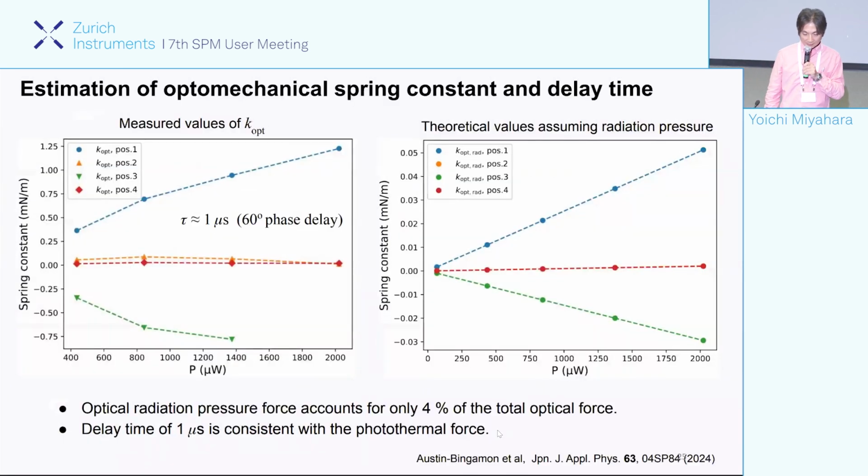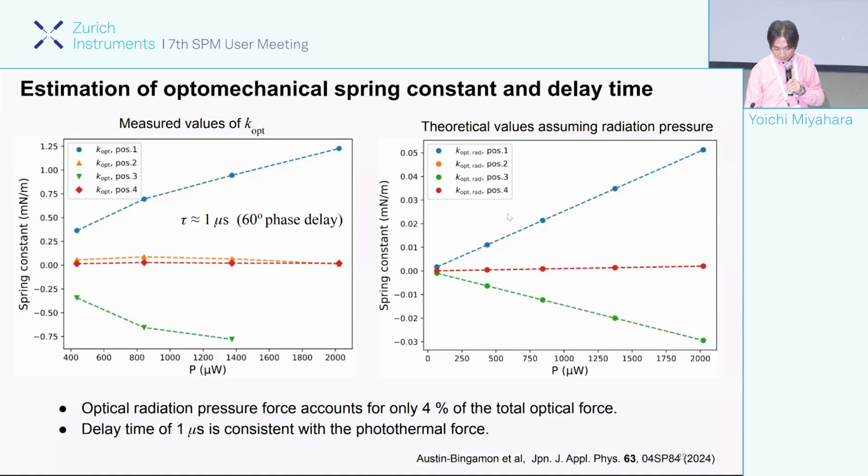And this is the result. This is the extracted spring constant for the different positions, position 1, 2, 3, 4. At positions 3 and 4, we don't get much optical spring constant. And the time delay is almost 1 microsecond regardless of the position, like a 60-degree phase delay for this 160 kilohertz cantilever.